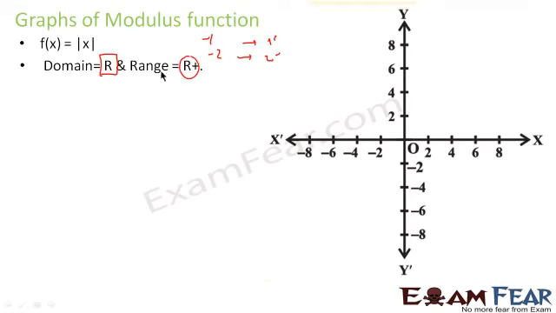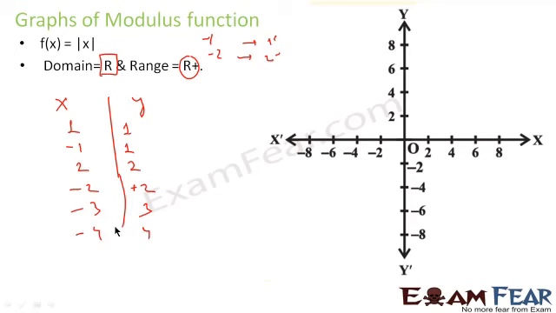We'll draw this. We'll take x and we'll take y. When we give 1 as the input, the output is 1. When you give -1, the output is 1. When you give 2 as the input, the output is 2. When you give -2, the output is +2. So any negative number you give, you get the positive output. Let's draw this. If you give 0, you get 0 output. You give +4, you get 4 output.